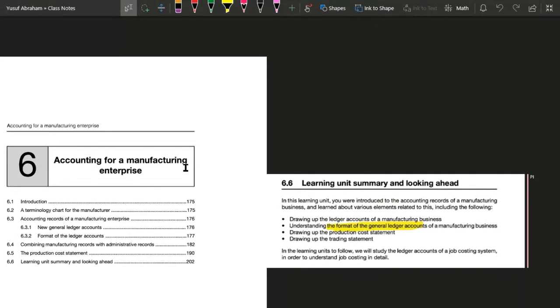Guys, we've done quite a long journey. We've been on a long journey and done quite a long trip together over Learning Unit 1 to Learning Unit 5, and today we're covering Learning Unit 6.